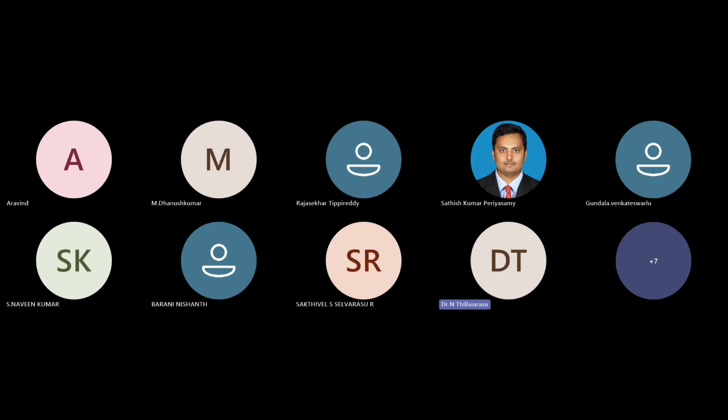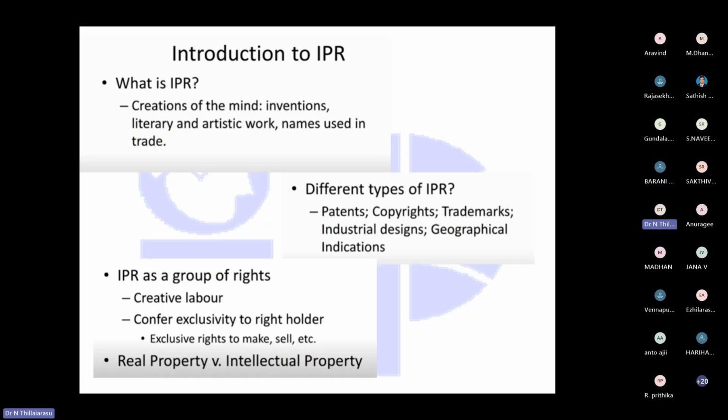What is IP, and what is the difference between IP, patent, copyright, industrial design, and geographical indication? Okay, so IPR can be a group of rights, like creative labor, that confer exclusive rights to the right holder. What are exclusive rights? The right to make or sell. I have the right to the property, I have the right to develop this one. I am able to make, sell, or do anything with it.